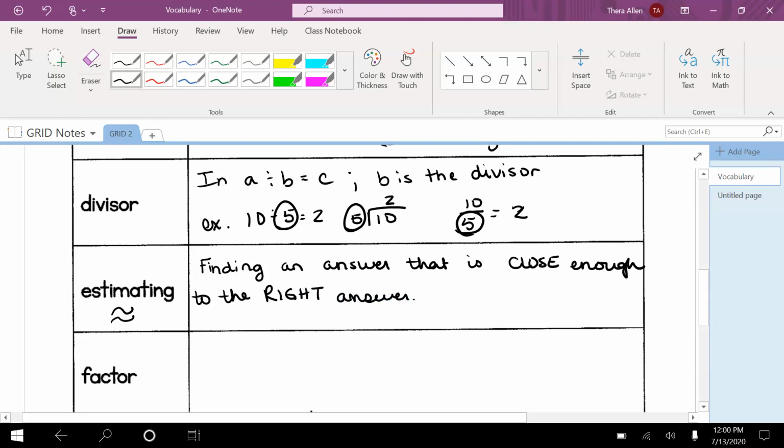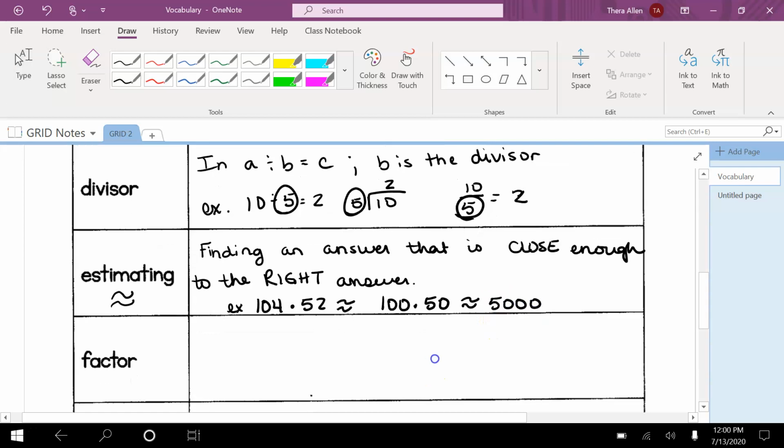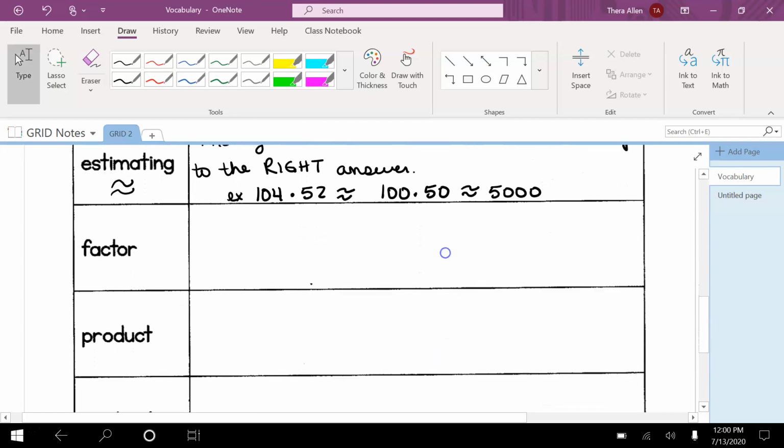Okay, for example, we have 104 times 52, and if we estimate, we could do 100 times 50, which gives us an estimation of 5,000. That answer is close enough to the right answer, so it is estimating.